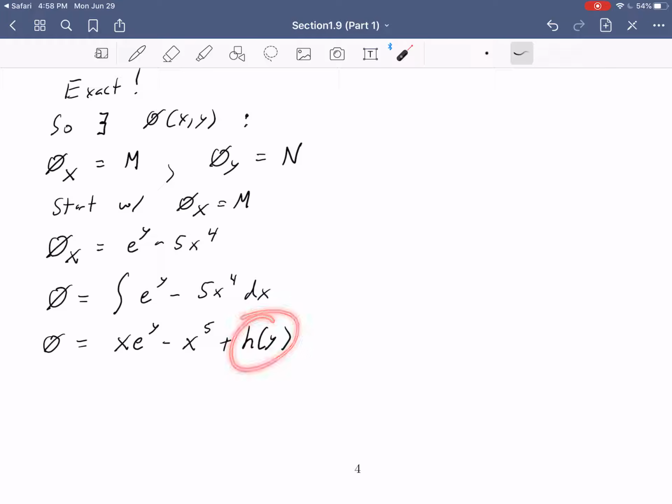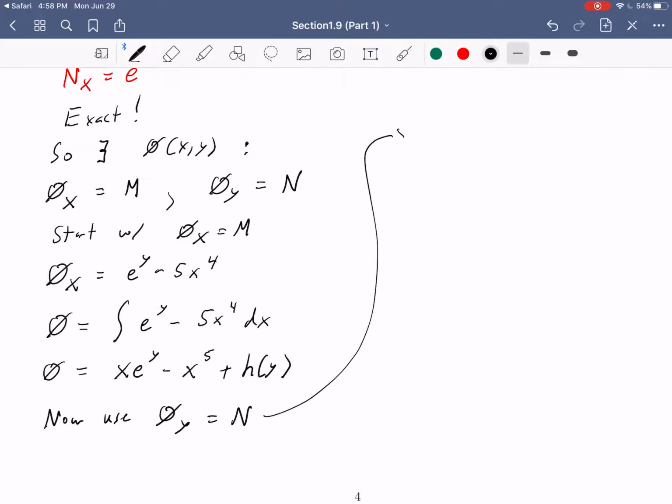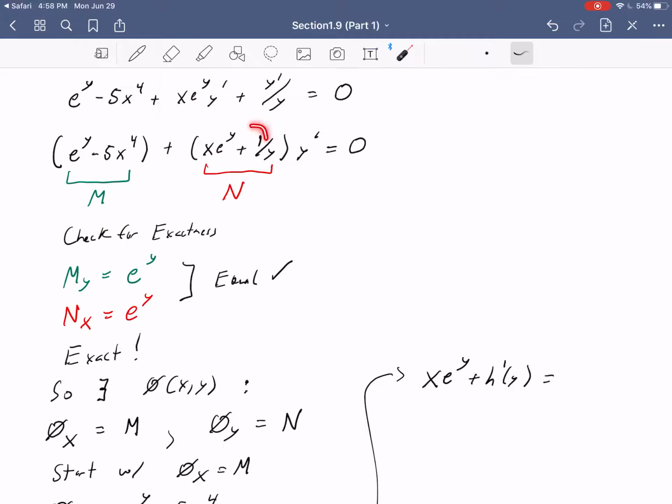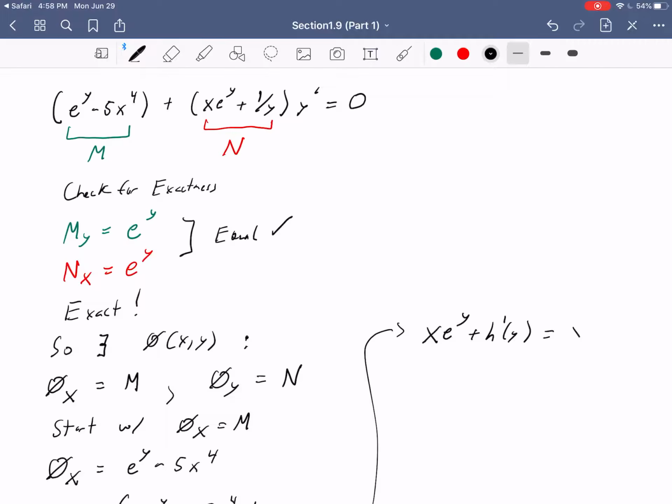All right, to find that unknown function of y, now we want to use that the partial with respect to y is going to be n. So I'll go ahead and just bring this over here so we have a little bit more room. So the partial with respect to y of this thing here: x is treated as a constant, and the derivative of e to the y is e to the y. So we get x e to the y. The derivative of this is going to be 0. And then we get plus h prime of y, and that's supposed to be equal to n. N is this thing here, so we get x e to the y plus 1 over y.